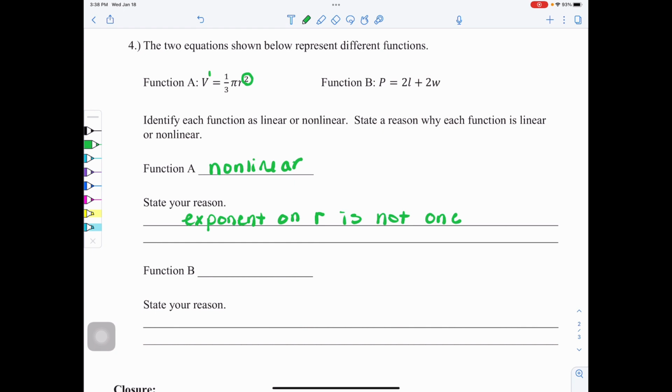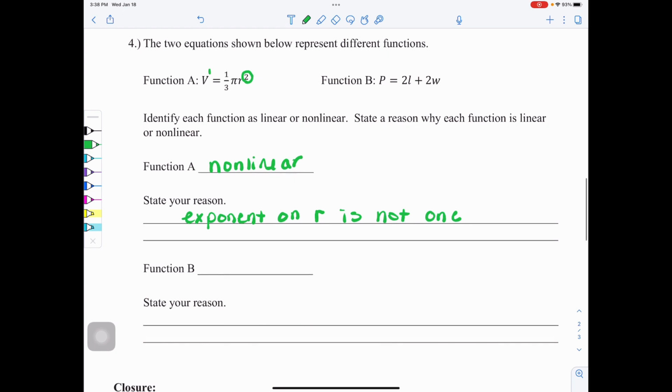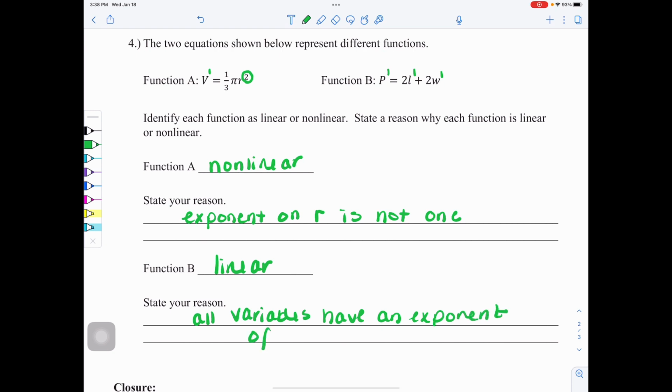Looking to function B, if I go through and inspect, nothing to simplify. I don't see an exponent on P, so that means it's really a 1. I don't see one on L or W, so that means they're all 1s. So that means function B is linear. And my reason would be that all variables have an exponent of 1.